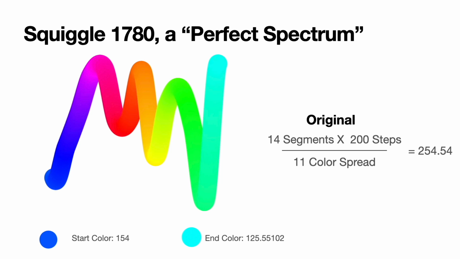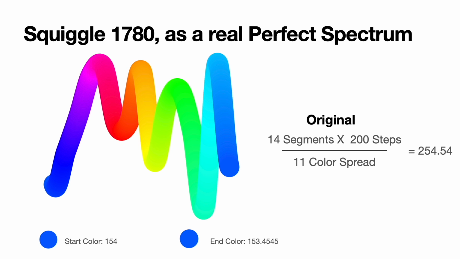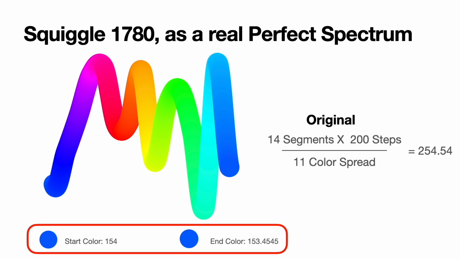But what if it weren't impossible? What if Squiggle 1780 could have 14 segments, 200 steps, and a color spread of 11? We can easily adjust the code to give this squiggle the original variables to see exactly what it would have looked like if it were actually a perfect spectrum. And here it is. You can see the additional segment and the squiggle is now both visually and algorithmically perfect. As the start and end hues are now within 1 degree of each other, what does all this mean?